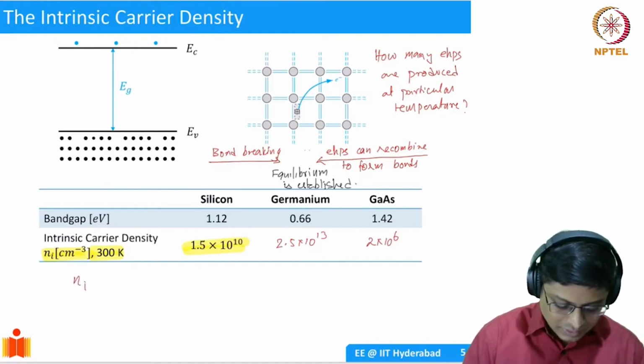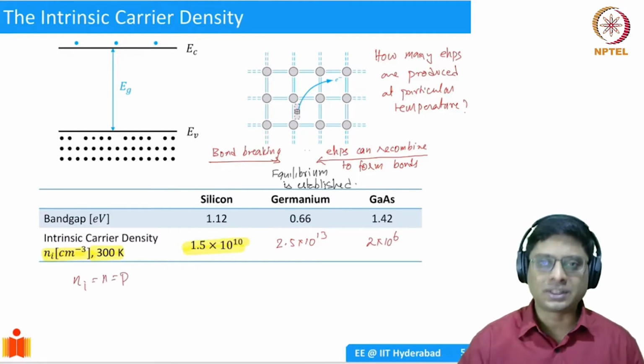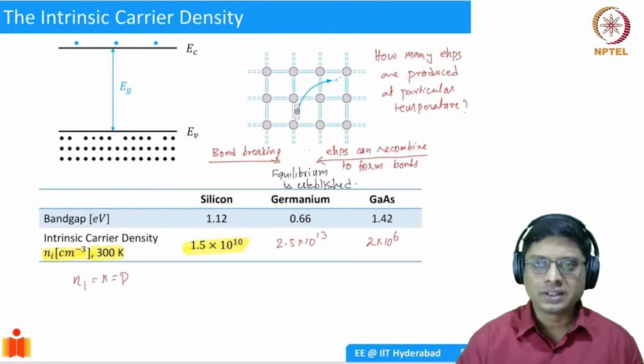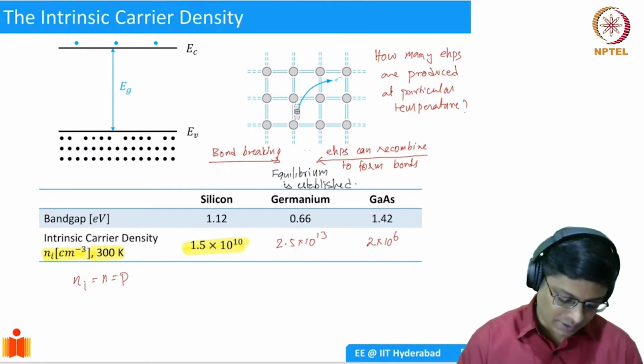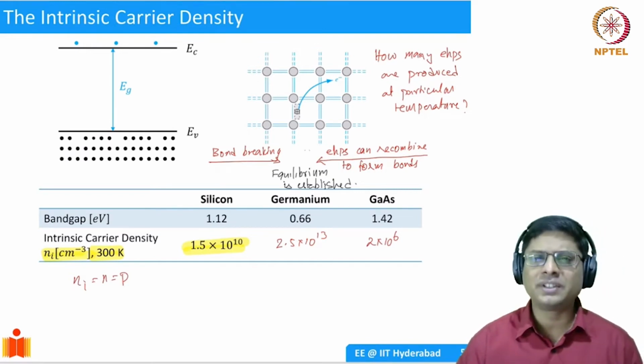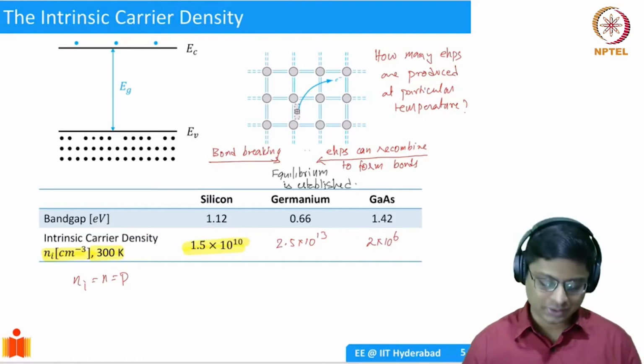We mean that Ni equal to n equal to p, basically. Electrons and holes are produced. Electrons, we'll call them n. Holes we'll call p. So when the concentration of electrons and holes is equal, and that is equal to Ni, we are saying this is intrinsic carrier density. We will repeatedly use this number throughout the analysis of silicon devices.